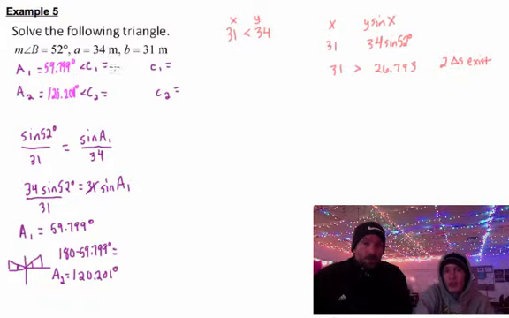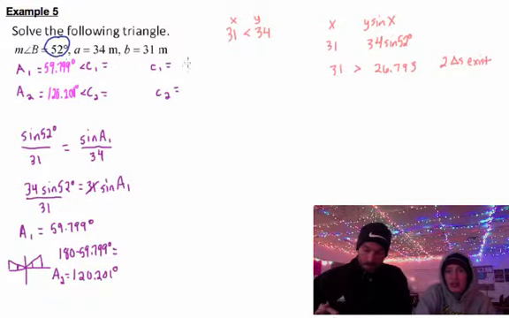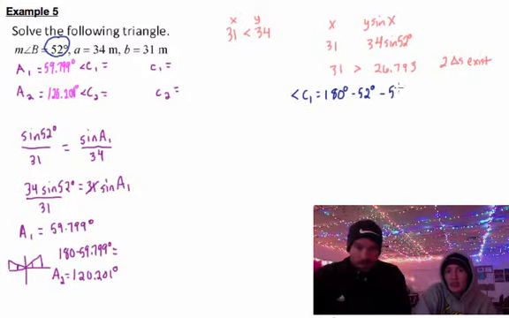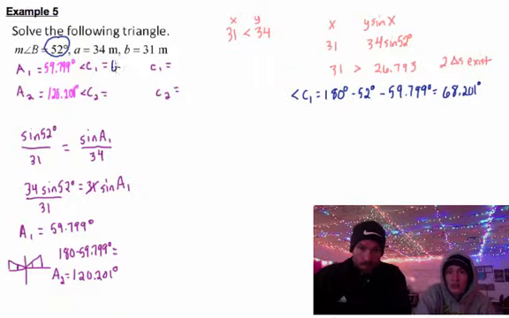So right here, we can find this angle C by doing 180 minus 52, which was our original angle they gave us, angle B. And also, we need to subtract 59.799. That gives 68.201. Yep, 68.201 is angle C1.